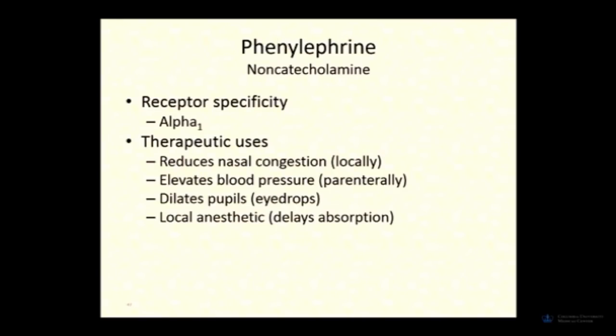Phenylephrine is a non-catecholamine. It's an alpha-1 agonist. Its therapeutic uses: it's very commonly used as a nasal decongestant, so it reduces nasal congestion. It elevates blood pressure when given parenterally. It can dilate the pupils when given as an eye drop. And it can also be used with a local anesthetic to delay absorption, like we saw with epinephrine.